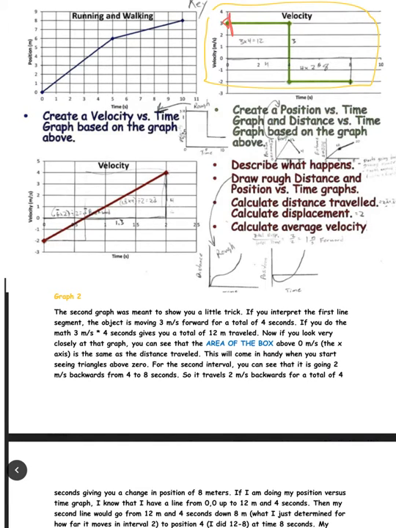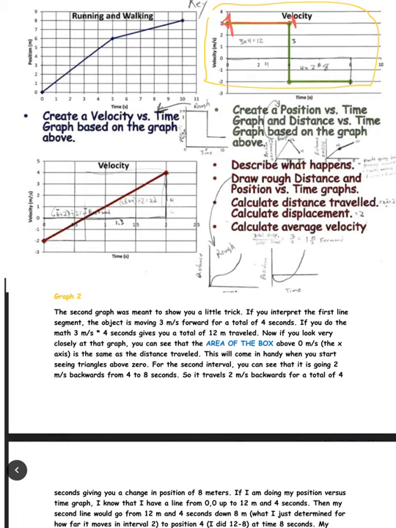This is our first interval starting here at time 0. It ends here at time 4 seconds. If I look, my speed is 3 meters per second. So right here is 3 meters per second. And that goes on for 4 seconds.